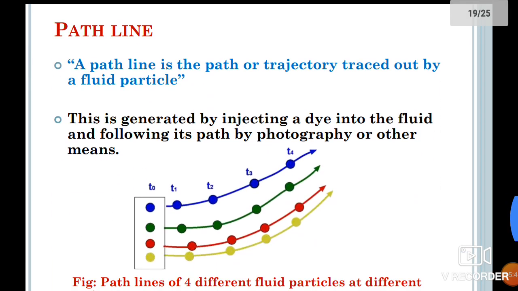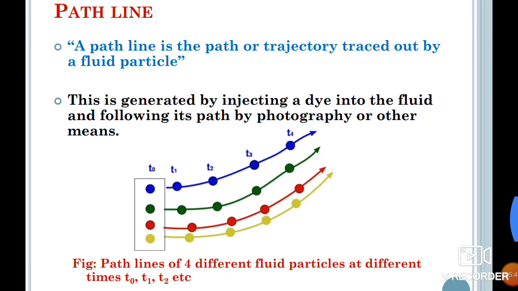So with this, all the types of flows we have completed. Now we will move on to a different topic: path line, streamline, and streak line, which is very much important in fluid flow. So path line. Path line is a path or trajectory traced out by a fluid particle. Here you can see, by the help of a figure I will explain.